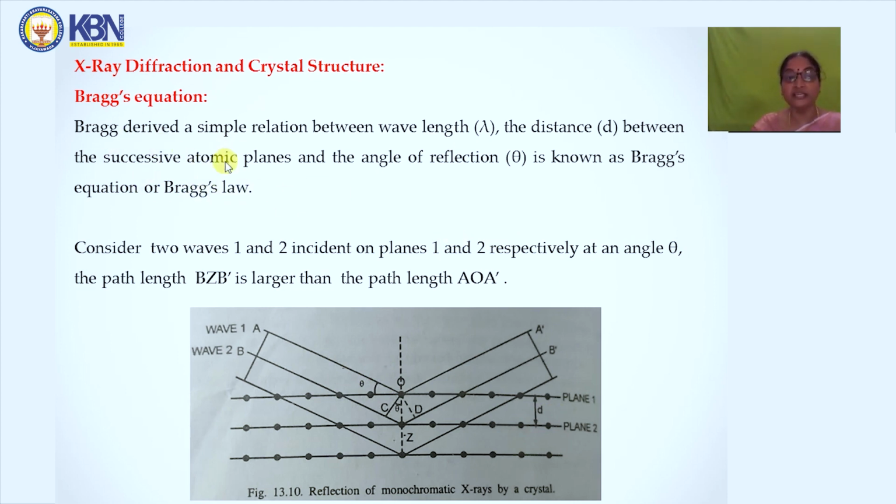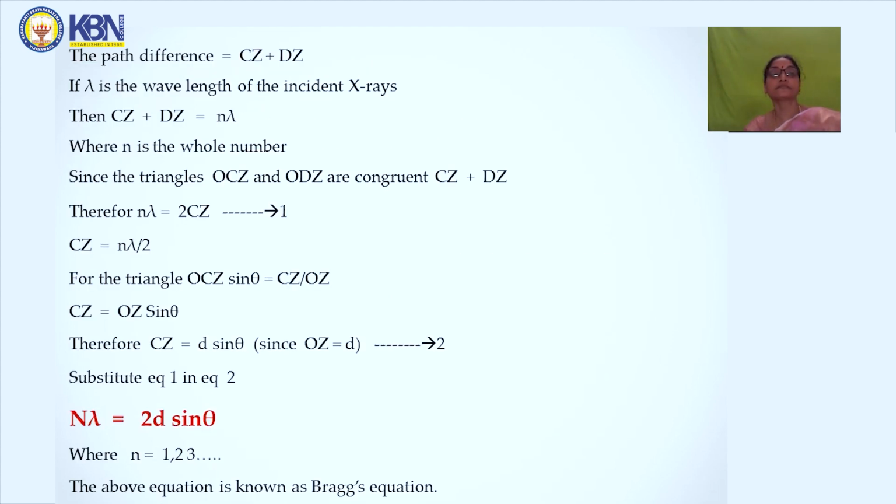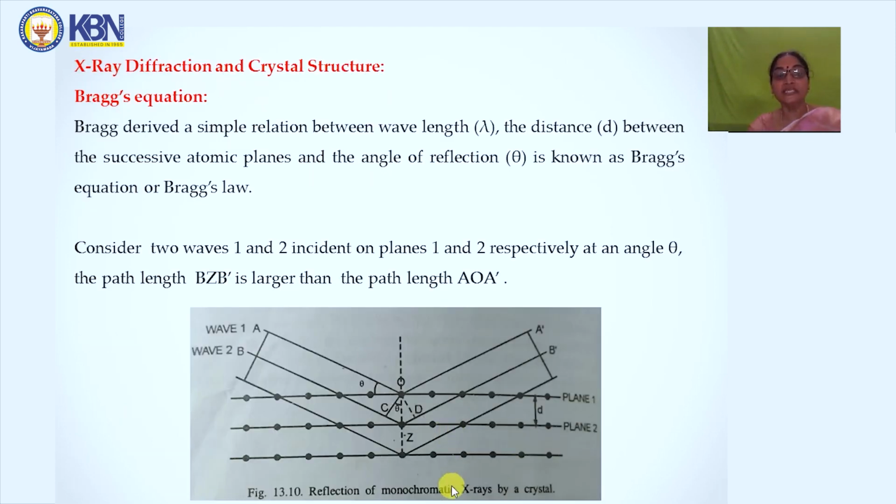In order to derive Bragg's equation, consider two waves, wave 1 and wave 2, which are incident on plane 1 and plane 2 respectively at an angle theta. The path length BZB dash is larger than the path length AOA dash. So the path length AOA dash is lesser than the path length BZB dash. So the path difference is nothing but CZ plus DZ.